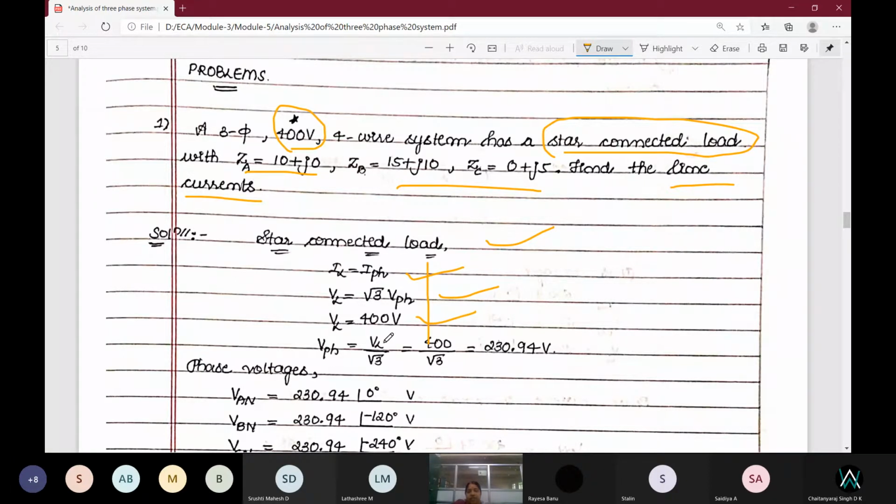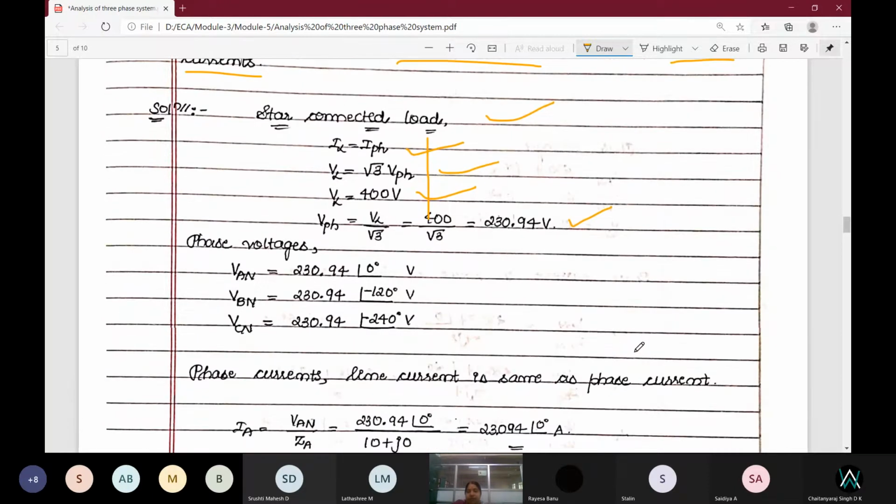So how much is the phase voltage? Phase voltage is nothing but line voltage divided by root 3, that is 400 divided by root 3. V phase is equal to 400 by root 3. Find out that value. It is 230.94 volts.